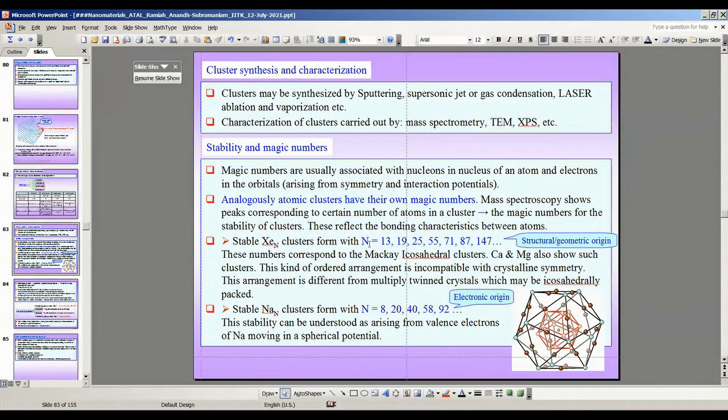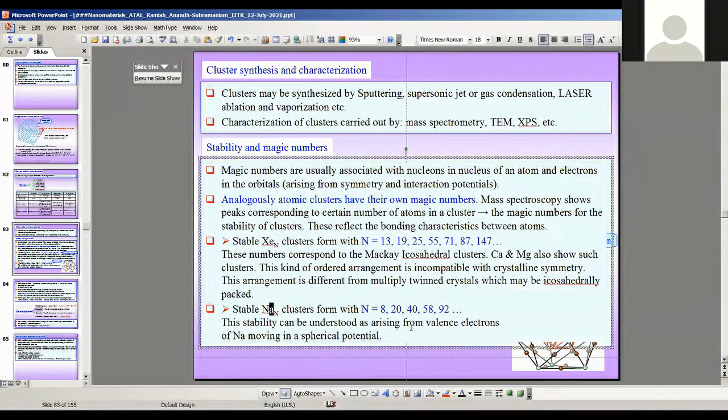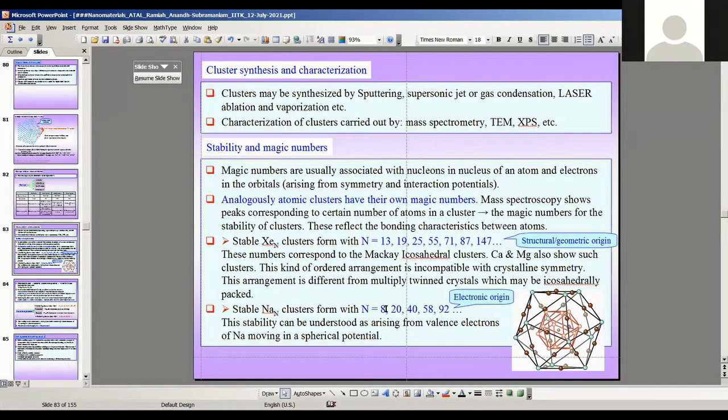That means that for xenon, if you have n equal to 13, 19, 25, etc., this has a structural origin, because they form what is called Mackay double icosahedral clusters, and they are stable. In-between numbers of atoms are not stable. There could also be stability in sodium clusters, which comes from electronic origin. That means the entire thing made up of 8 sodium atoms or 20 sodium atoms behaves like a superatom.